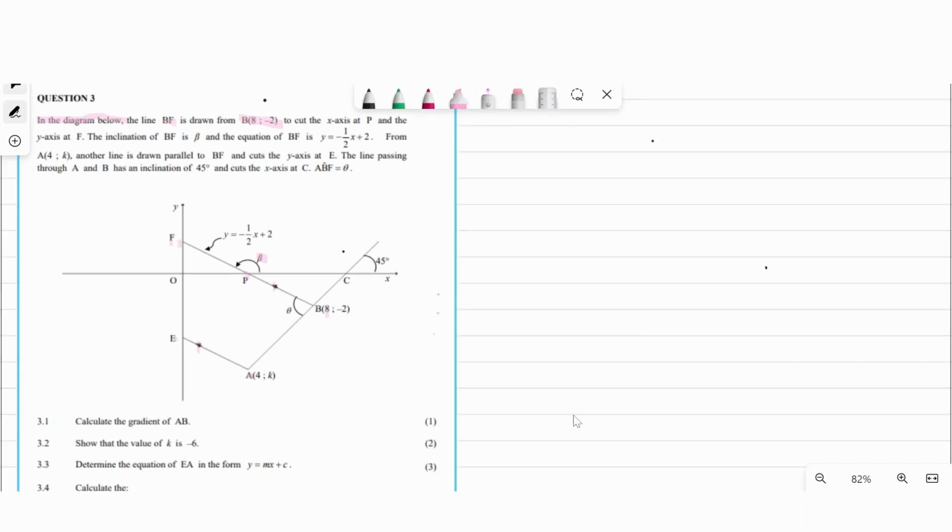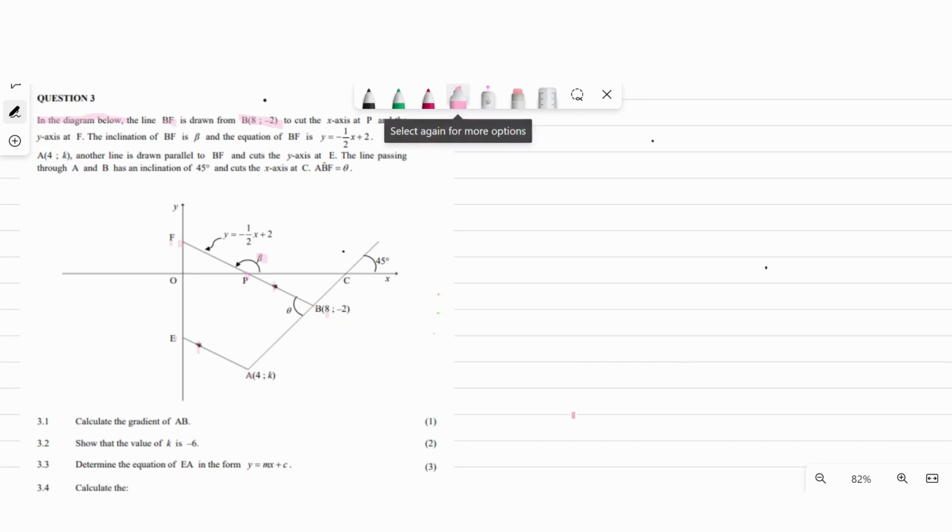Then it says the line passing through A and B has an inclination of 45 degrees, and it cuts the x-axis at C. Then they give us angle ABF as theta. So let me erase this. Since all the information they talked about is already in the diagram, now let's answer the first question, 3.1. It says, calculate the gradient of AB.